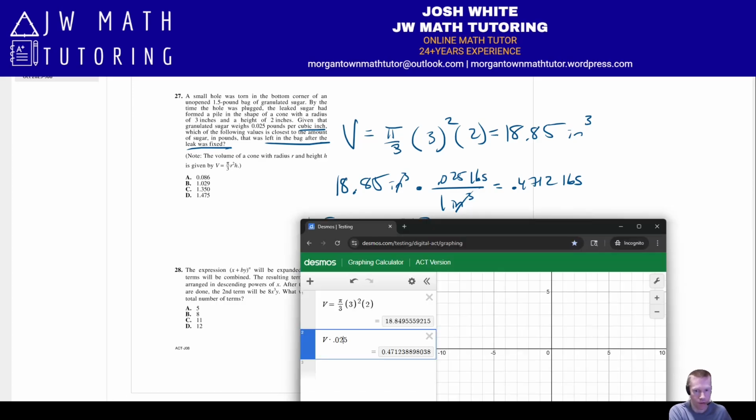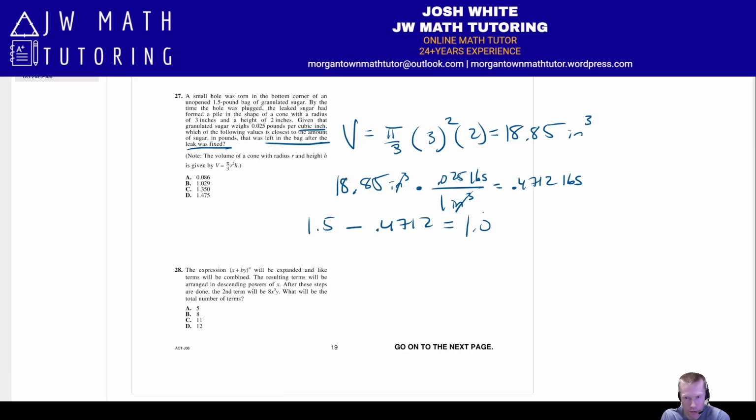So I'll just jump back to Desmos, and all I need to do now is 1.5 minus that. Okay, 1.02876, and notice when we look at the answers here, it's very close to 1.029. So that's our correct answer. The correct answer for this one is going to be letter B.